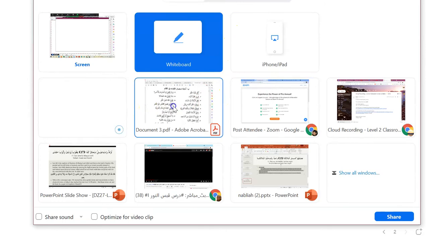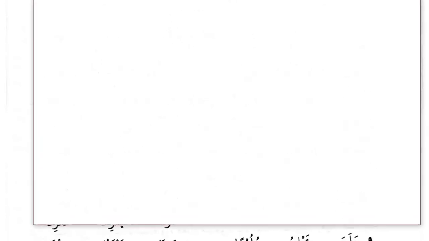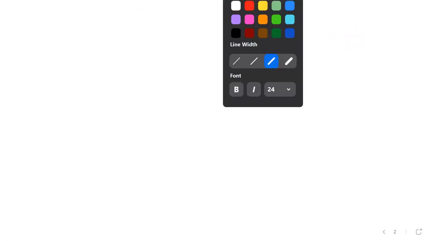If I go to my PDF, let me open my PDF first. The first word on the PDF, going backwards, is akala. Okay, I don't use akala. It might be the word shariba. Okay, so now the word shariba. Let's recap our third person past tense first. All right, remember. Going into the whiteboard. Third person past tense. So I have the word shariba. My original word is shariba.